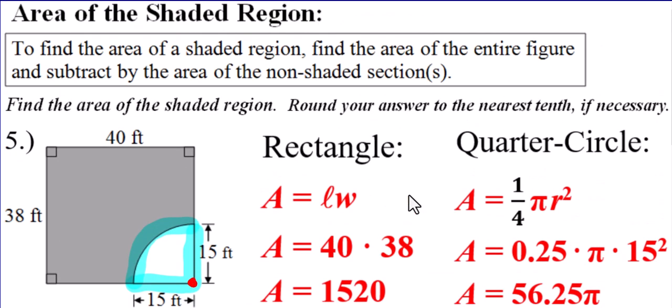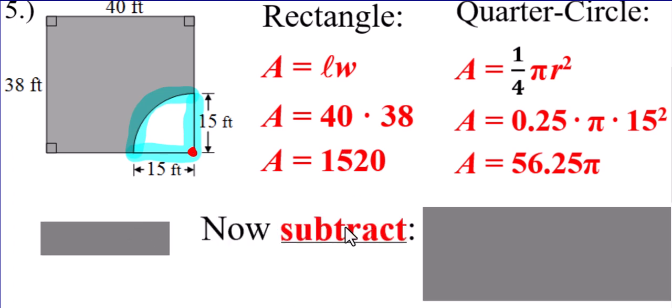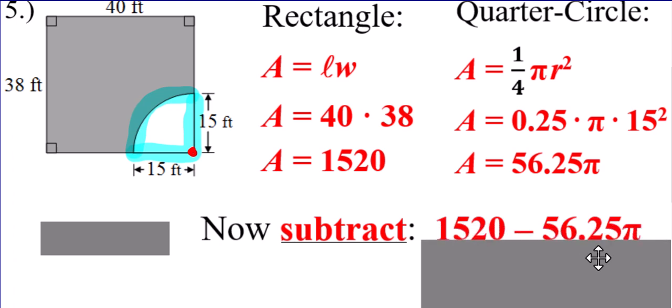Then, as I mentioned earlier, we are going to have to not add. This is not two shapes together making a composite figure. This is a shape that was taken out of the rectangle. That's why we're going to have to subtract away the quarter circle from the rectangle. So, fill in the blank. Now it's time for us to subtract. Take the total area, which was the 1,520, subtract away the non-shaded area, which is 56.25 times pi.